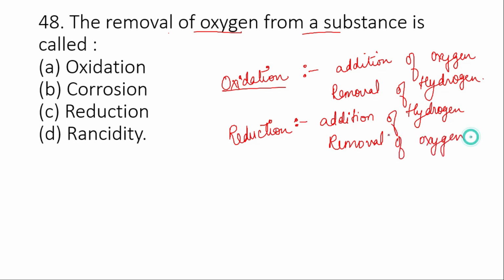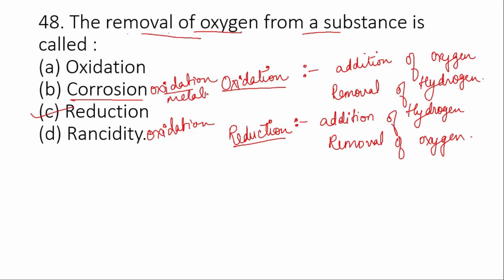So when we know the definition of oxidation and reduction, this question becomes very easy. Removal of oxygen means reduction. Corrosion क्या है? It is an oxidation reaction, ठीक है. What is rancidity? It is also an oxidation reaction. We know here oxidation of metals occurs, and here oxidation of fats and oils occurs, right? So the only, and then oxidation is addition of oxygen, not removal. So that means the correct option will be your reduction reaction only, correct.